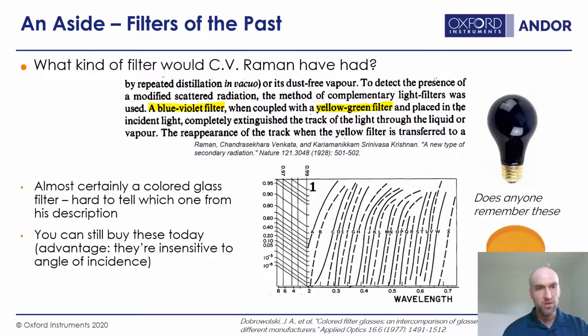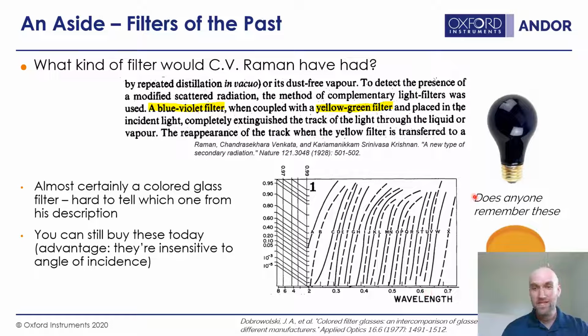You can still buy these today, and the advantage is that they're insensitive. One of the advantages, I mean, they're cheap. One of the advantages is that they're insensitive to angle of incidence, so you can rotate this filter without worrying about exactly how the transmission properties are going to change. You can see that this is from an older catalog publication of different edges of different colored glass filters. So you could buy, depending on which one you wanted, any kind of these long pass filters, and this probably would have been something like the filters that Raman would have used. I couldn't find the exact one, but I'd love to research it a bit more.